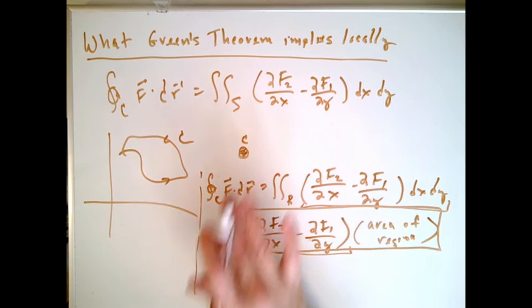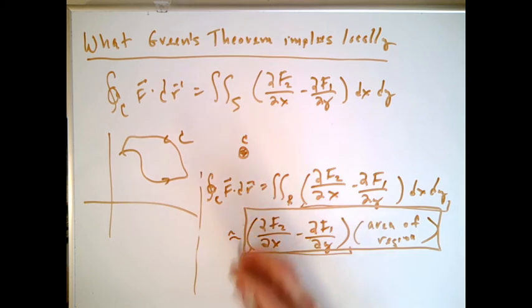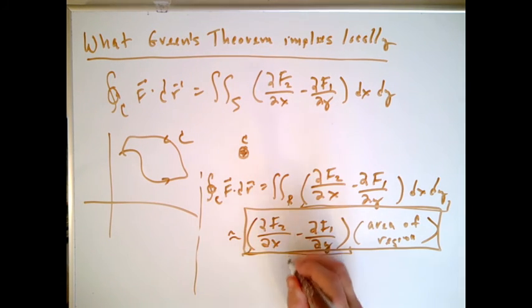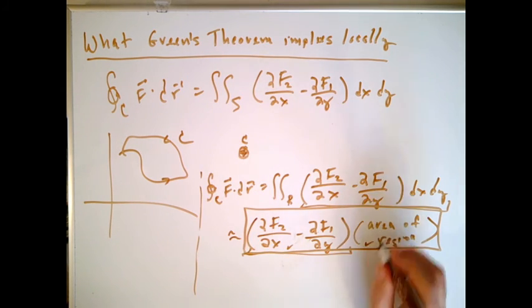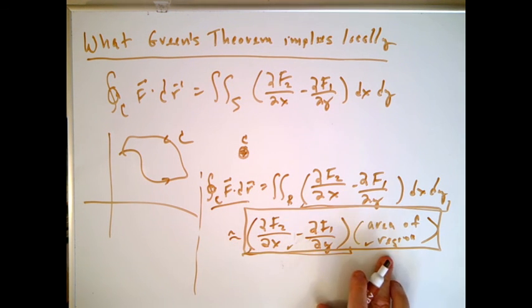Because if we have a teeny tiny region, we can calculate the work done around that by just plugging in one point, multiplying by the area of the region, and getting the work done as the answer. So that's what Green's theorem implies locally, that if we have a really small region, we can get the work done around that really small region just by multiplying the curl function by the area of the region.